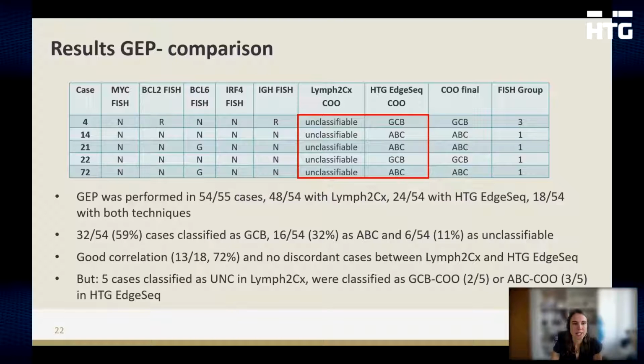We saw a good correlation between the two platforms. 70% of the cases had a perfect correlation, and there were no discordant cases between Lymph2Cx and HTG EdgeSeq. But 5 cases that were classified as unclassifiable in the Lymph2Cx panel were classified as GCB-COO or ABC-COO within the HTG EdgeSeq. This is suggesting that the Lymph2Cx platform is maybe more stringent and is putting those cases rather into unclassifiable if they are not clear to the algorithm, and that the HTG EdgeSeq is rather pushing the cases into one of the two categories.